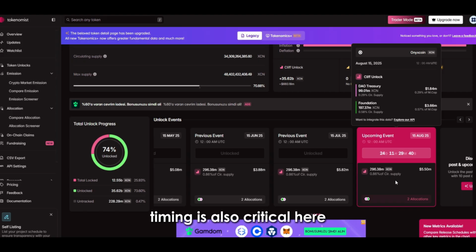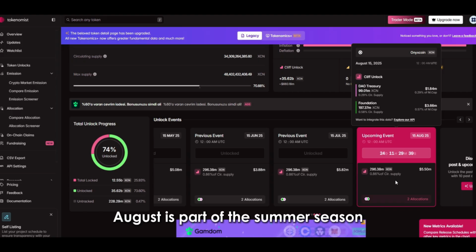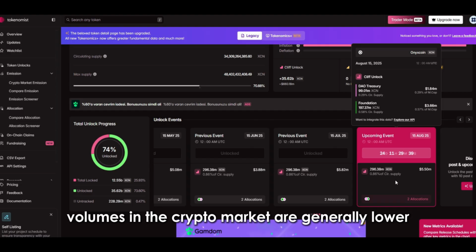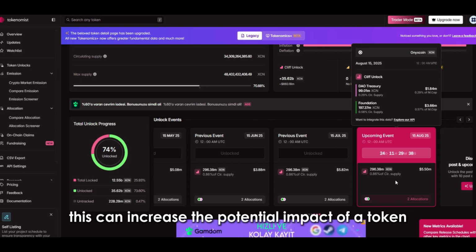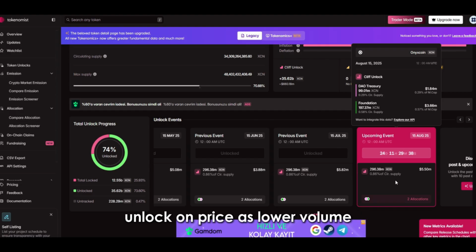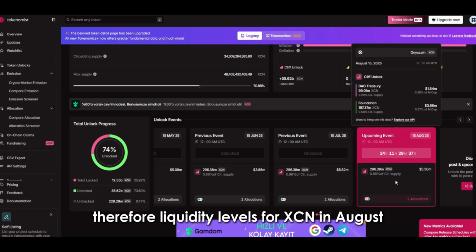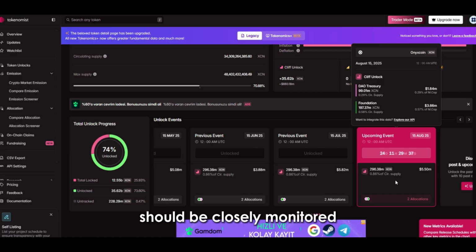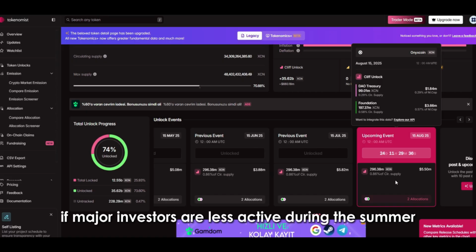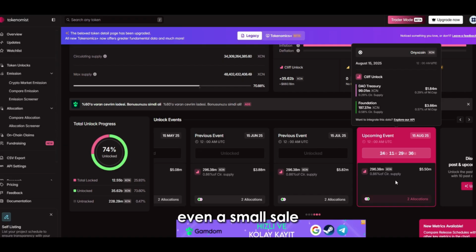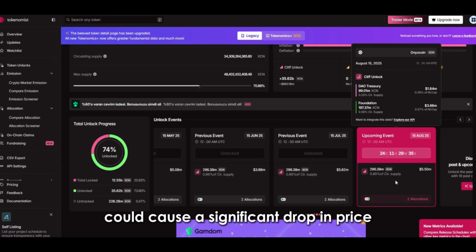Timing is also critical here. August is part of the summer season, when trading volumes in the crypto market are generally lower. This can increase the potential impact of a token unlock on price, as lower volume makes the market more vulnerable to large sell-offs. Therefore, liquidity levels for XCN in August should be closely monitored. If major investors are less active during the summer, even a small sale could cause a significant drop in price.